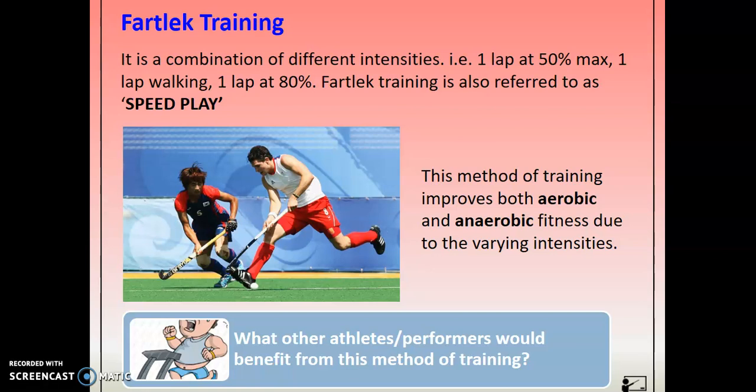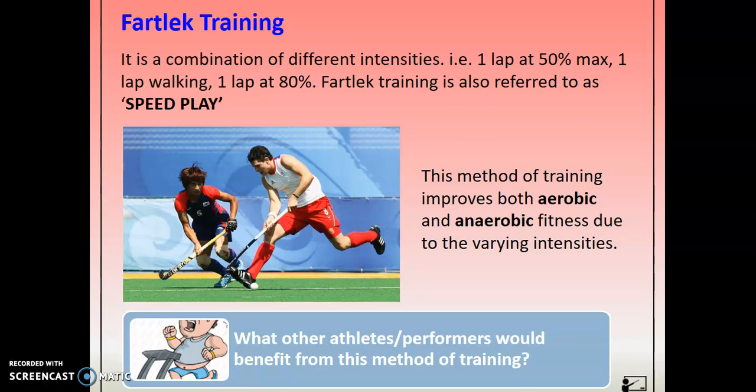Similar to continuous training then, fartlek is a type of continuous training. So if you had continuous training at the top, fartlek training would drop down as a subcategory. The word fartlek is from Sweden, a Swedish word for speed play. So basically it's a combination of different intensities. It gives the example of running one lap at 50% max, walking one lap and running one at 80%.